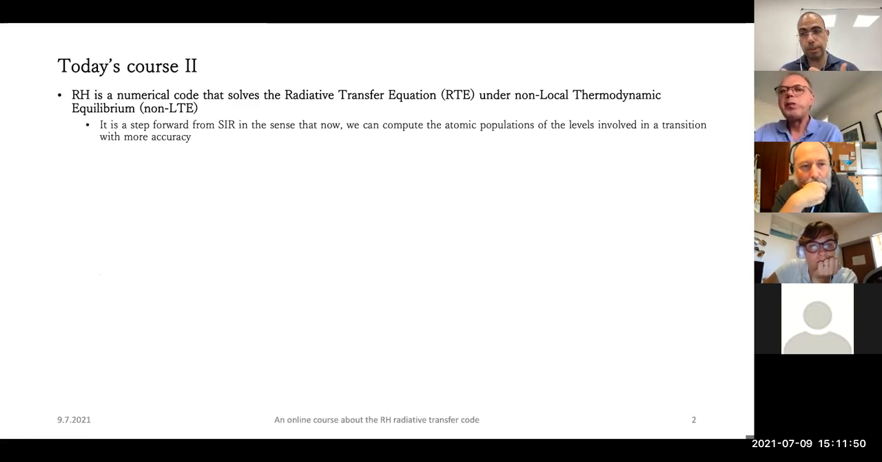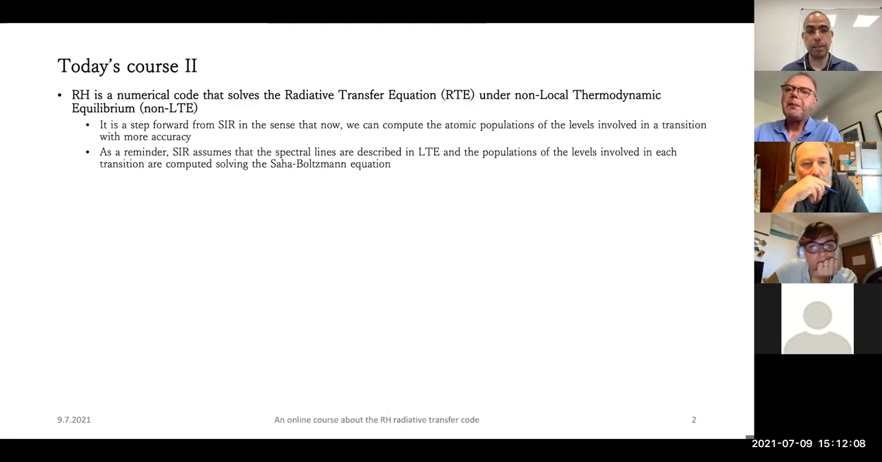You can see it as a step forward from SER in the sense that the populations that we get, and consequently the profile that we get from that, are in general more accurate, mainly for the lines that are sensitive to non-LTE. As a reminder, in the case of SER, we assume that the spectral lines are described in LTE. So the populations of the different levels involved in a given transition are just solved from the Saha-Boltzmann equation, and they are basically dependent on temperature.